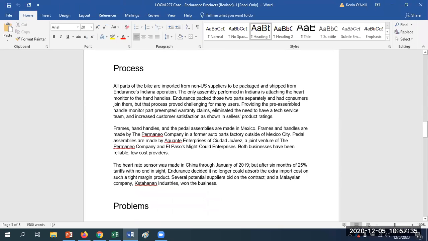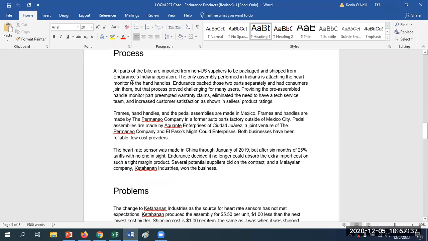Okay, then we describe the process. All the parts of the bike are imported from non-US suppliers, and then they get packaged and shipped here in Indiana. The only assembly performed in Indiana is attaching the heart monitor to the handles.